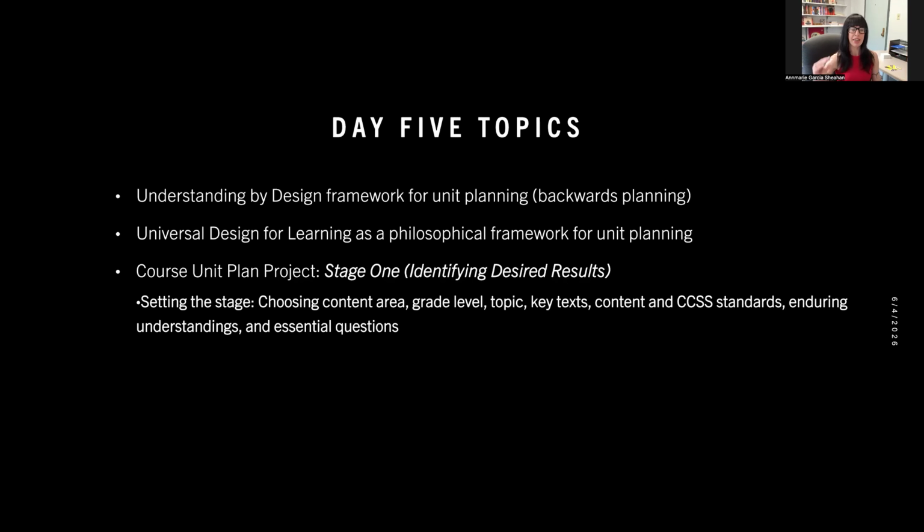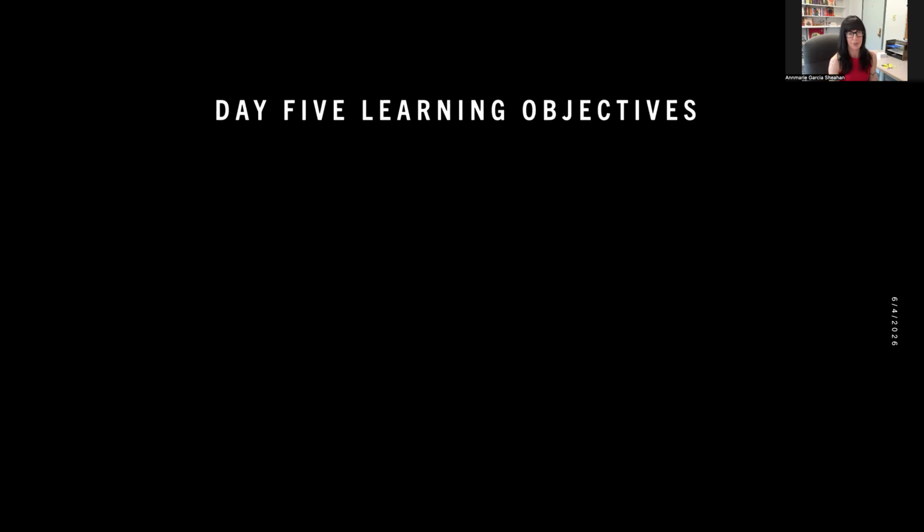And then we are really going to look at stage 1 of our unit plan, which I call identifying desired results, right? And this is what it's typically known as. It's this notion of setting the stage for the rest of your unit plan to come. And I'll go over what that means and what that looks like.